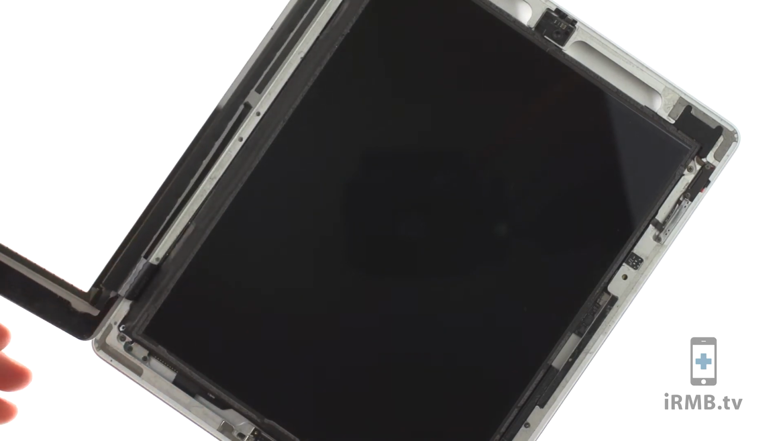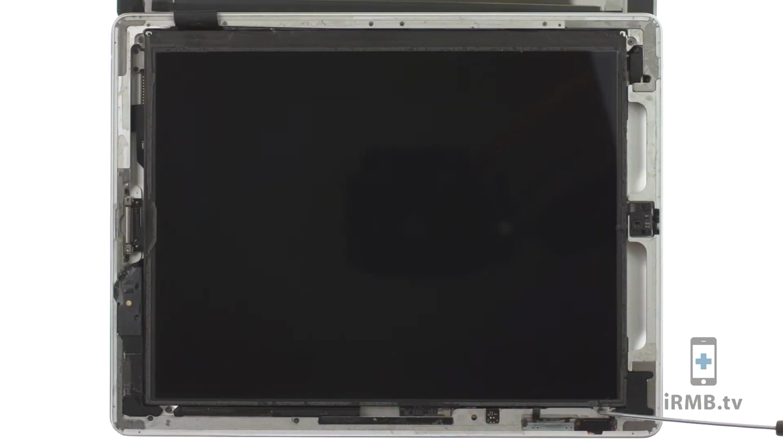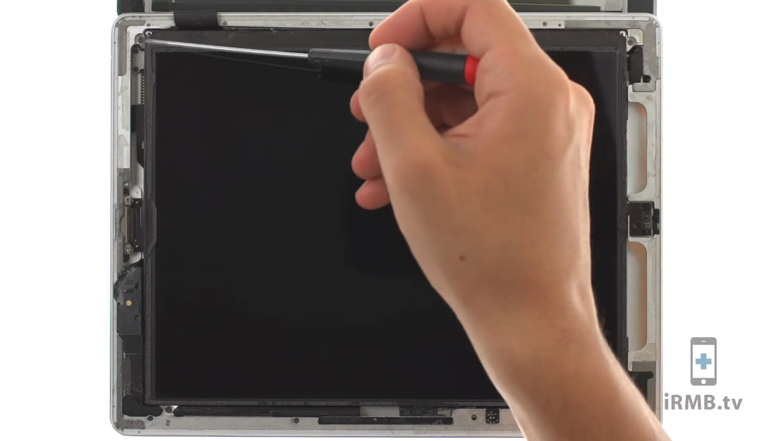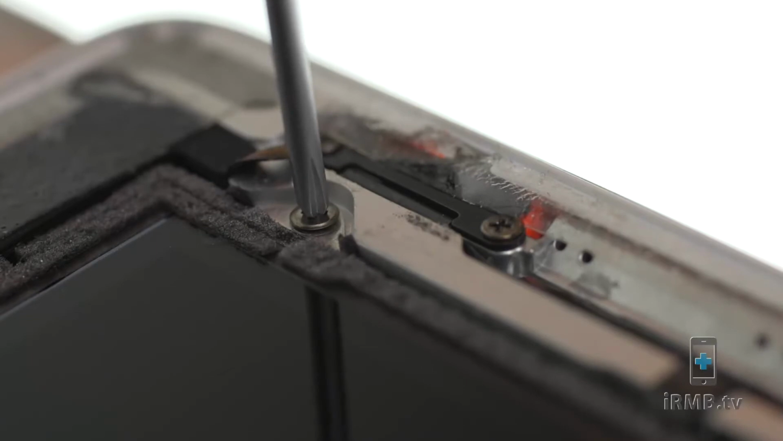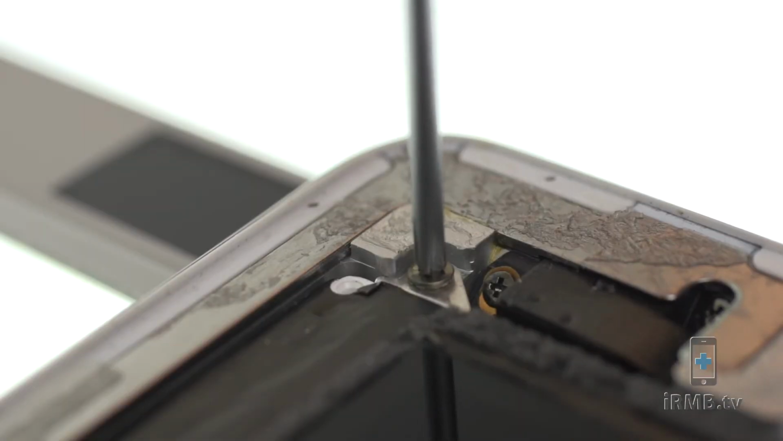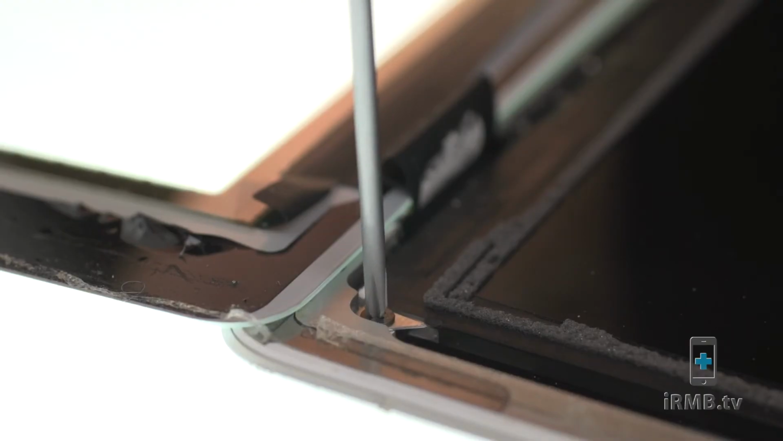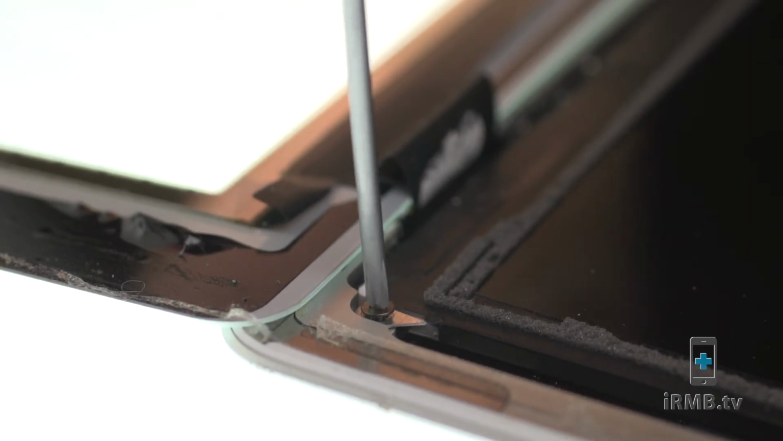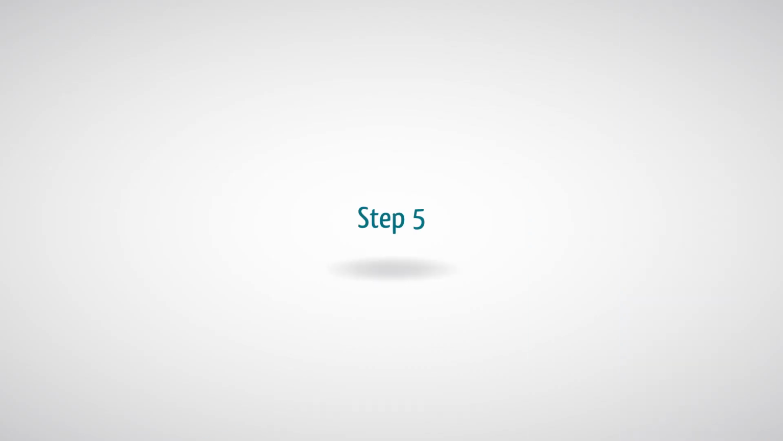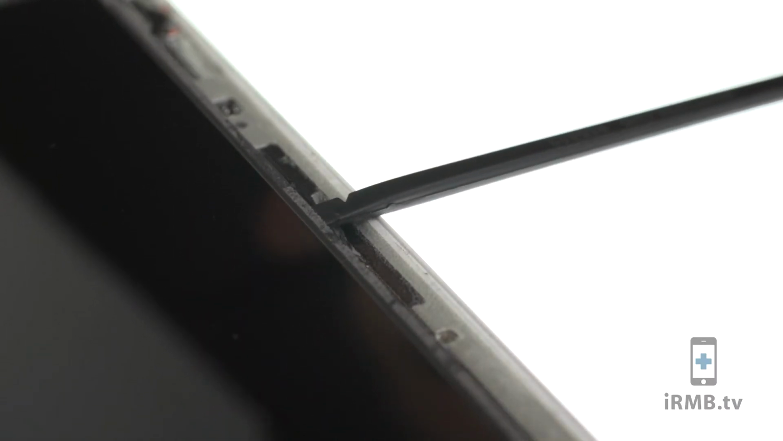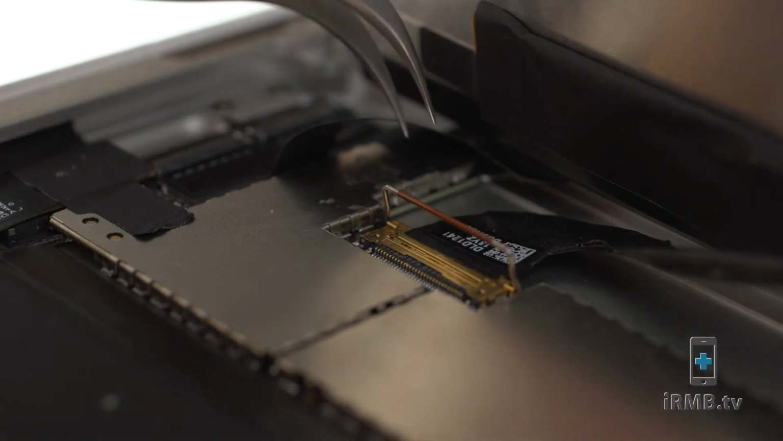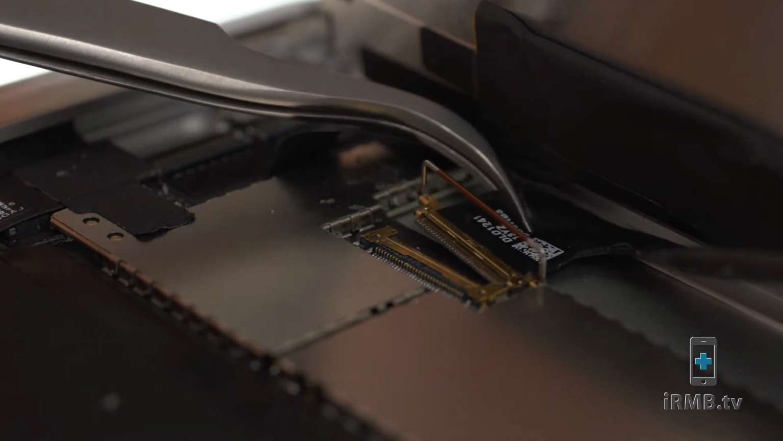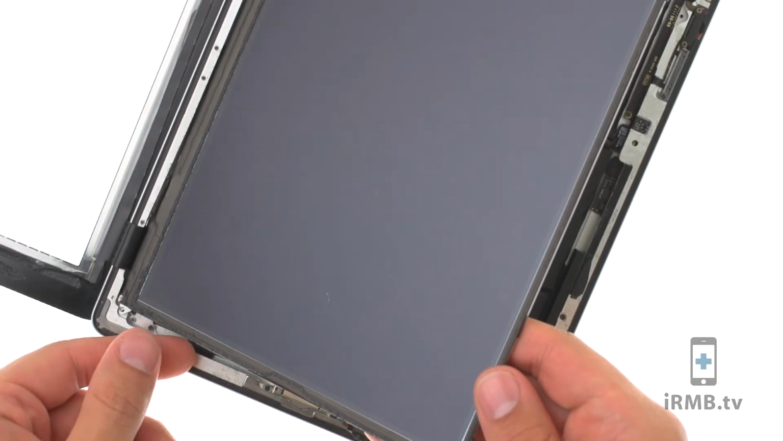Open the iPad and remove 4 Phillips screws securing LCD in place. Insert spudger on the right side of the LCD and lift up the LCD. Disconnect the LCD cable and remove the LCD.